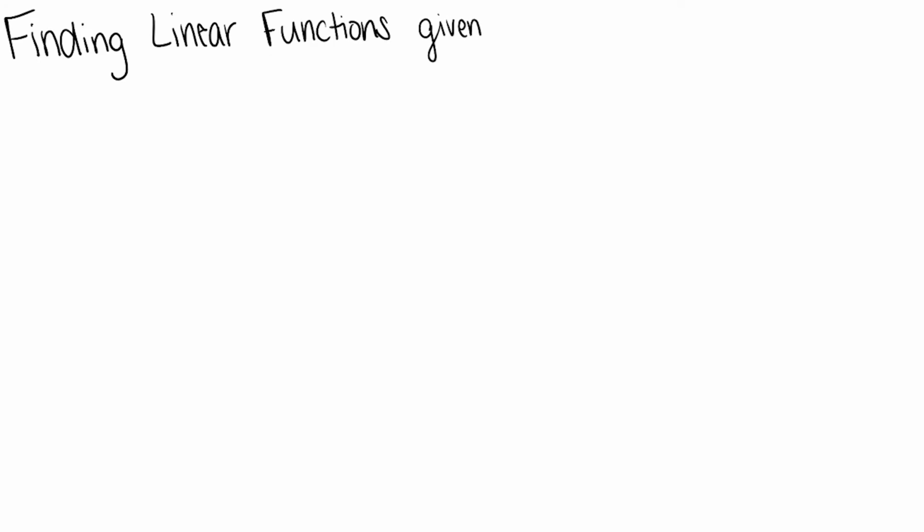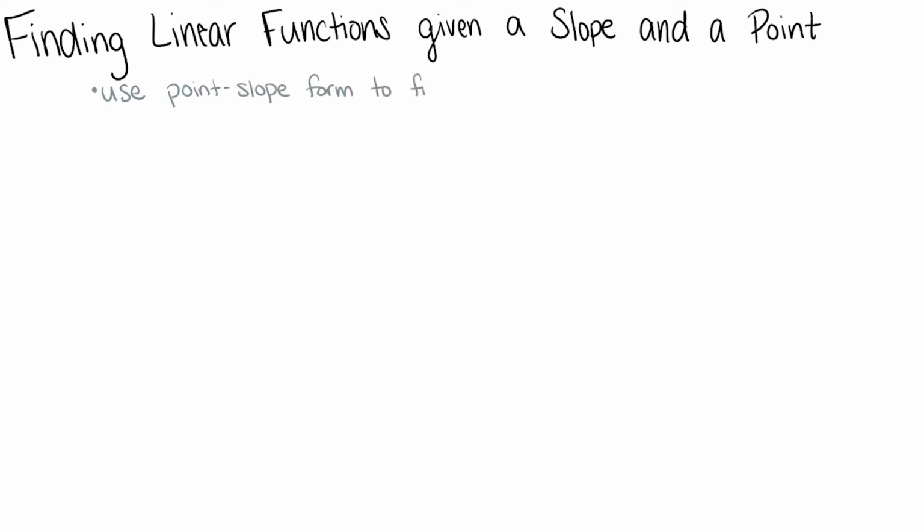I did mention we had a third equation, and that was our point-slope form. So let's talk about how we can use our point-slope form. We can use point-slope to find a linear function given a slope and a point. So remember, point-slope form is y minus y1 equals m times x minus x1.